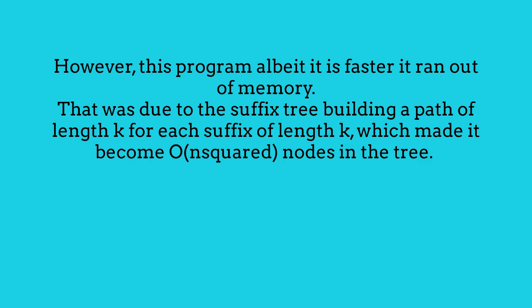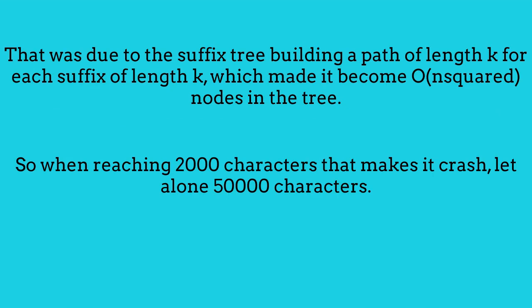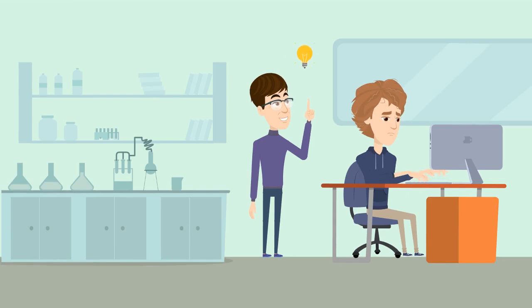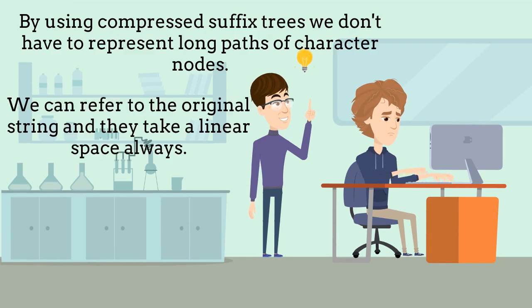However, this program, although faster, ran out of memory. That was because the suffix tree builds a path of length k for each suffix of length k, which made it O(n squared) nodes in the tree. So when reaching 2000 characters, it crashes, let alone 50,000 characters. Skiena still didn't give up. He stated that by using compressed suffix trees, we don't have to explicitly represent long paths of character nodes. We can refer to the original string, and they always take linear space.